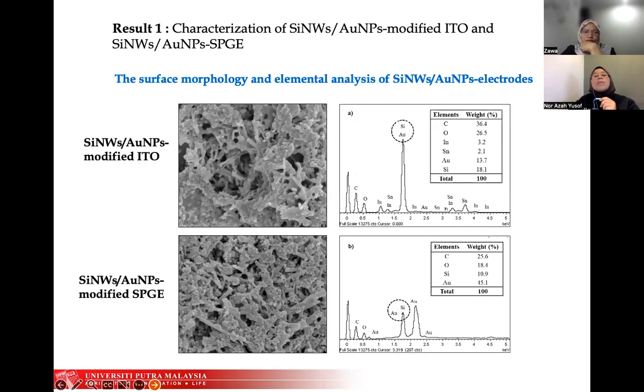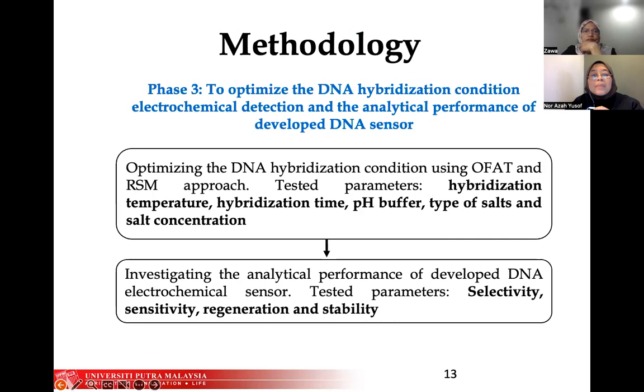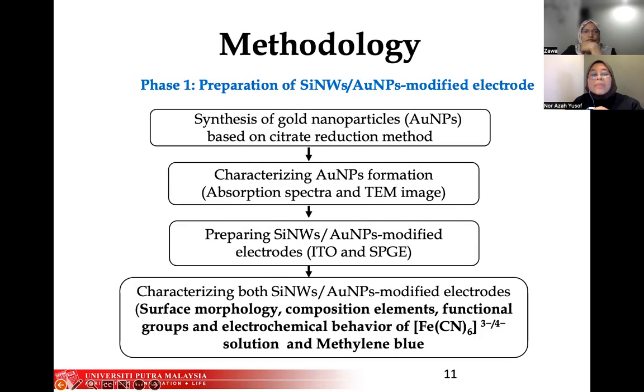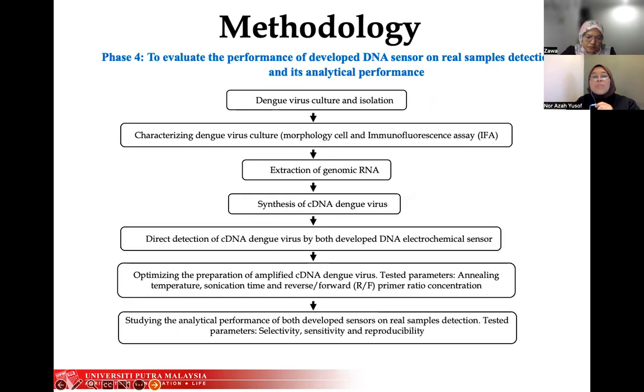Okay, because objective 1 is on the preparation of the electrode, and it is stated here that you have proposed the study of surface morphology, composition elements, functional groups, and electrochemical behavior. So you have 1, 2, 3, 4 types of characterization that you have proposed.